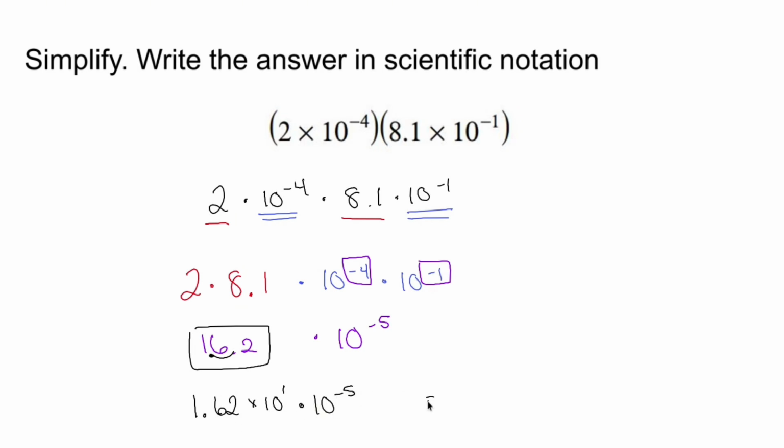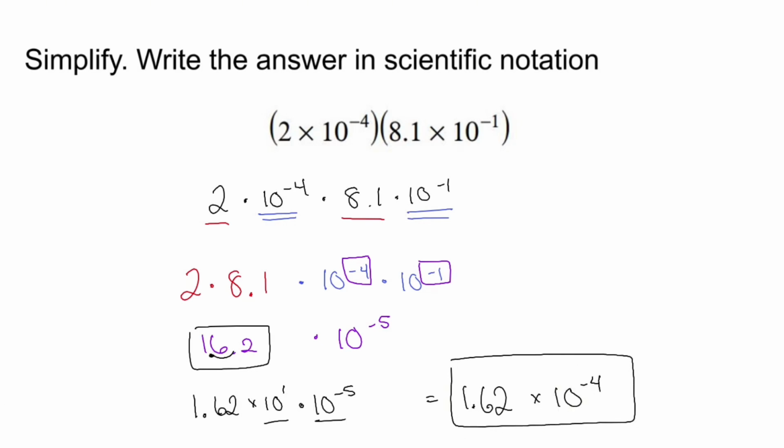Now I have 1.62. When multiplying terms of the same base, add the exponents, so times 10 to the negative 4. So a little bit more work than we're used to, but that's how you do it.